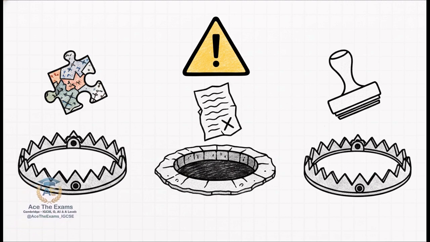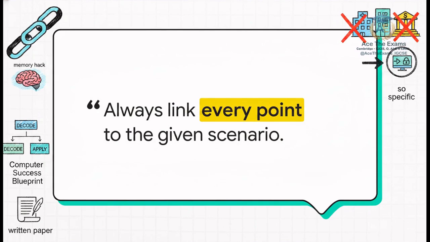Warning number 3, providing generic answers. Let me be clear, this is the deadliest trap of them all. Writing "it is fast" or "it is cheap" is basically meaningless in computer science. Why is it fast? How is it cheap? You have to manage your time matrix to ensure every single claim you make is backed up by specific, undeniable evidence from the prompt. Look at this quote on the screen.